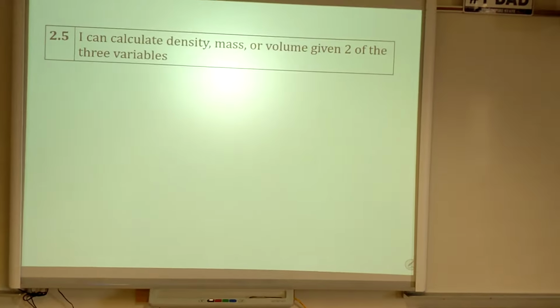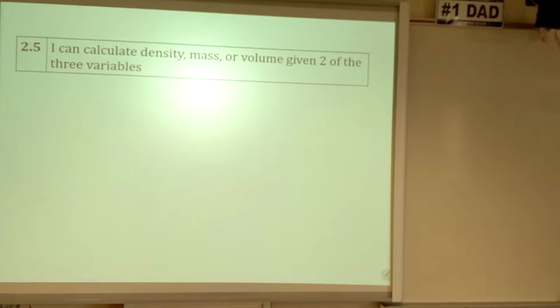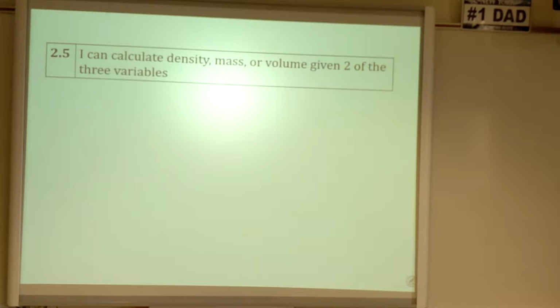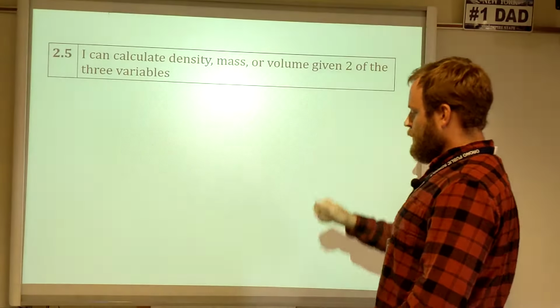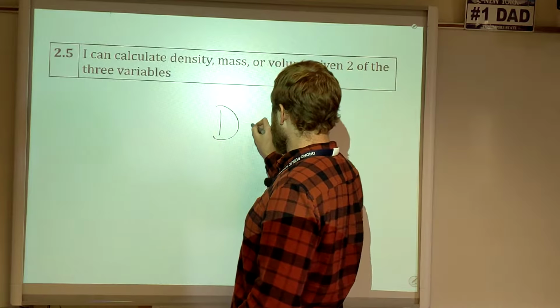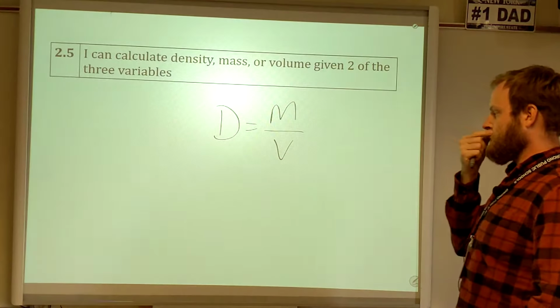Okay, so here we are with the 2.5, 2.6 video for general chemistry. It has to do with density and percent error and percent yield. Maybe not percent yield yet, maybe that's next semester. Anyway, density, mass, or volume. It's mass over volume, so if you have this formula memorized, that should be all you need. Density is mass over volume.